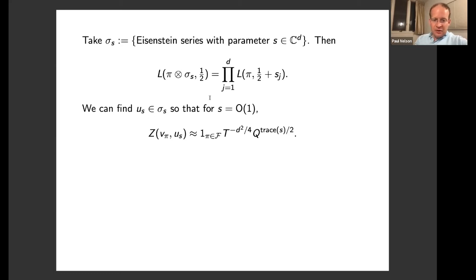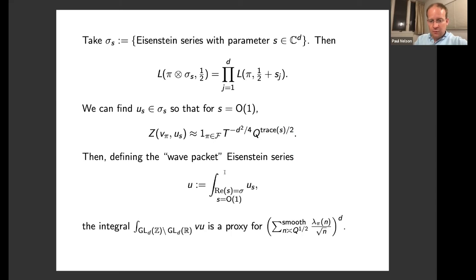And we can find vectors that live in these sigma s's, so that when S is small, we have this kind of relation. The local integral has this additional factor q to the trace of S, the sum of the sj's over 2. This is the factor that shows up if you want to make the functional equation look very simple.